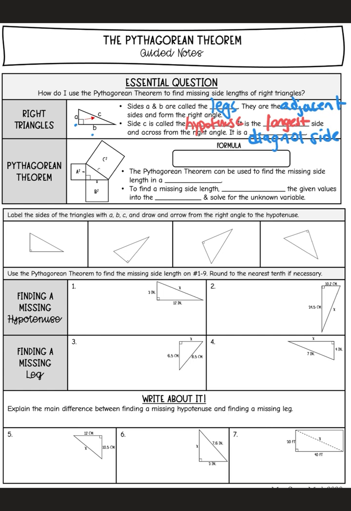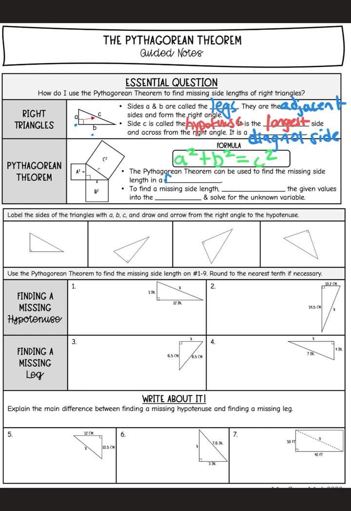Because to use Pythagorean's theorem, we have to have a right triangle, which means the legs are adjacent. We have the third side, which is the longest side, also called the hypotenuse, and it is the slanted or diagonal side. Now this formula from Pythagoras is a squared plus b squared equals c squared. Again, Pythagoras' theorem or formula was a squared plus b squared equals c squared. And we use that theorem to find the missing side length in a right triangle.